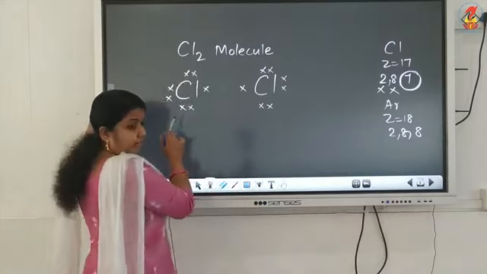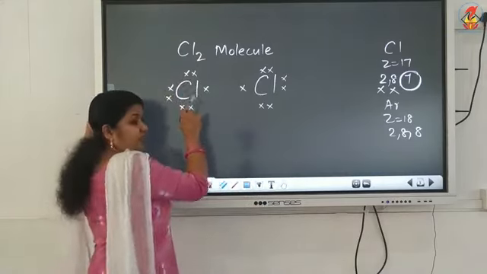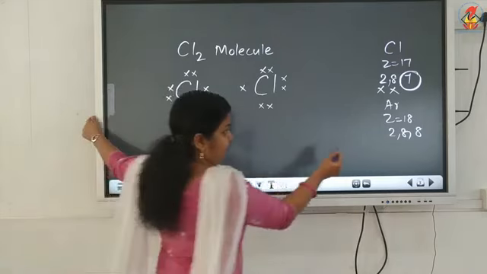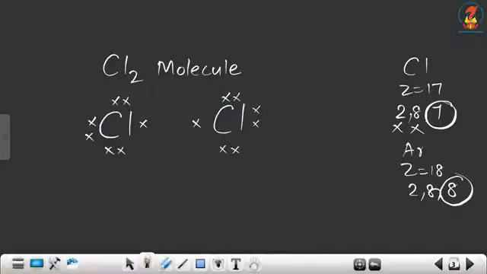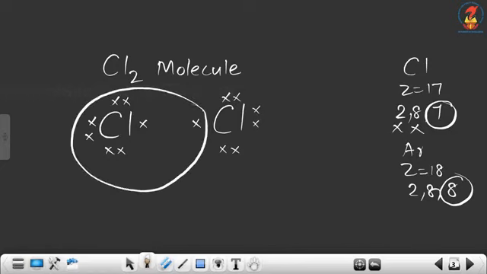How can this chlorine attain stability? Now chlorine has its own 7 electrons. It needs one more electron to get the configuration of argon. 2, 8, 7 is there, it needs to get 2, 8, 8. So one more electron is needed. So it takes 1 electron from the second chlorine atom. Now count 7 plus 1, 8. The first chlorine atom is stable now. The second chlorine atom gave its 1 electron for sharing to the first chlorine atom. Now likewise, the first chlorine has to give its electron for sharing to the second chlorine atom.